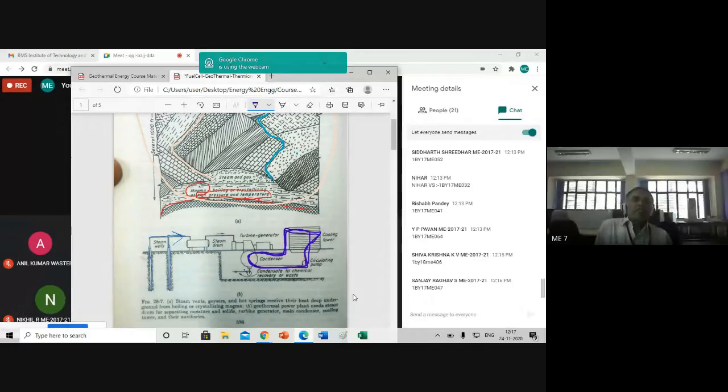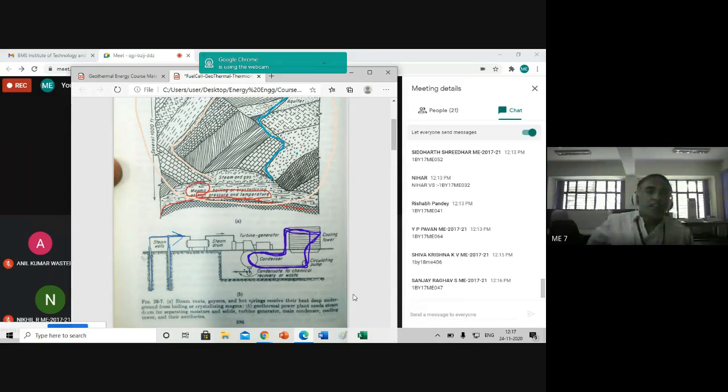If you understand this one, all the classification of the geothermal plant or geothermal energy utilization, you can understand easily. Very small difference will be there. With that small difference, it takes a different classification name. That's all. Okay. This is the general hydrothermal energy utilization.